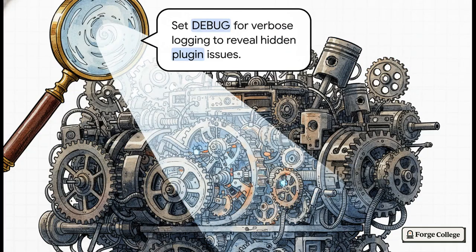And here is a pro tip from our other development modules in the learning programs here at Forge College. If you are really stuck, try running your scripts with the environment variable debug set to an asterisk. This acts like a giant magnifying glass, giving you incredibly verbose logging that will easily illuminate any hidden plugin or loading issues deep within the engine. It's a real game changer.